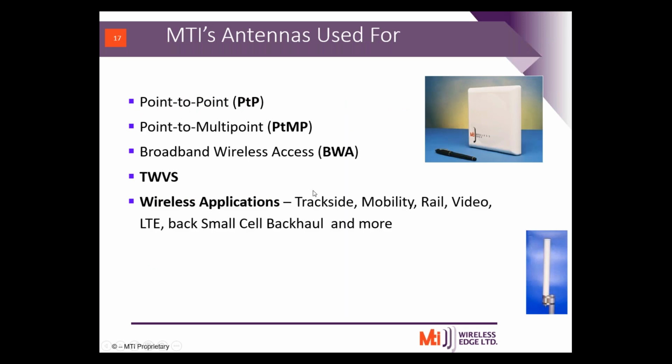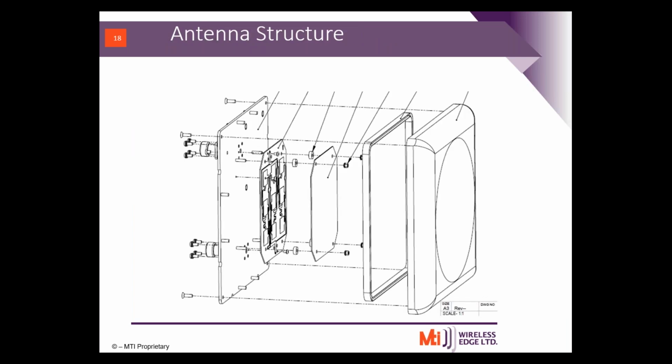So what are users using MTI for? Mostly they are using this for point-to-point, point-to-multipoint, different kinds of broadband wireless access, and TV white space. We have a lot of customers using this for trackside, rail, video, LTE, and of course small cell backhaul, which means, as I mentioned before, the higher band frequency required for the backbone, for the trunking.